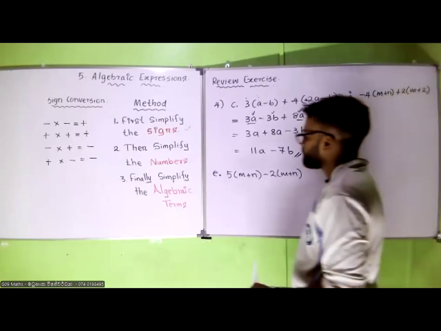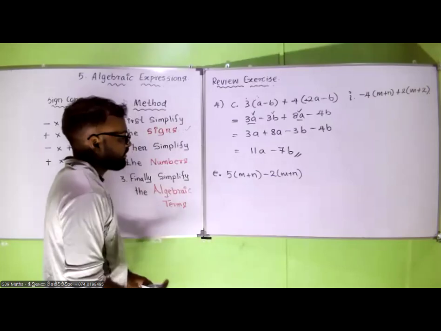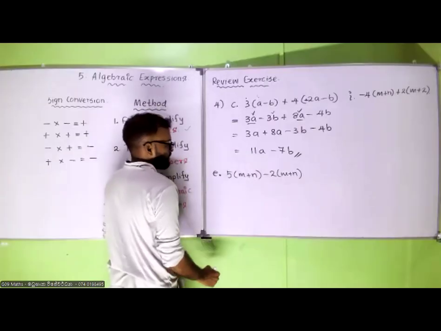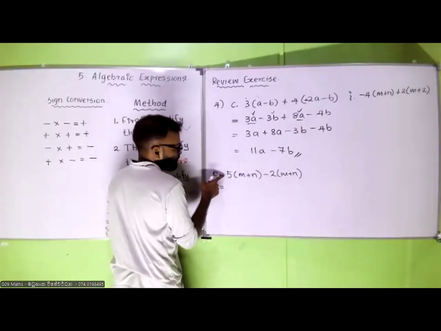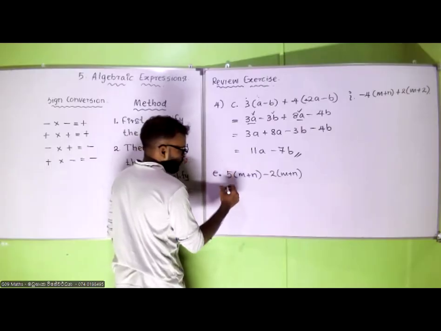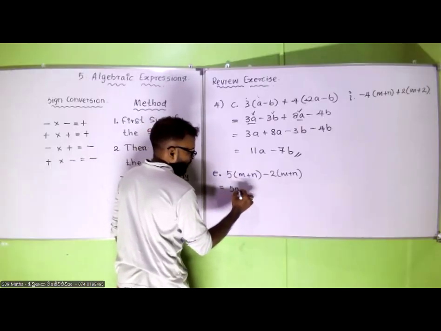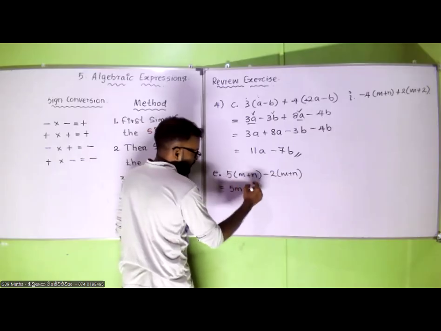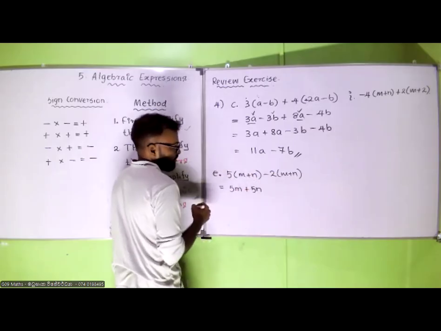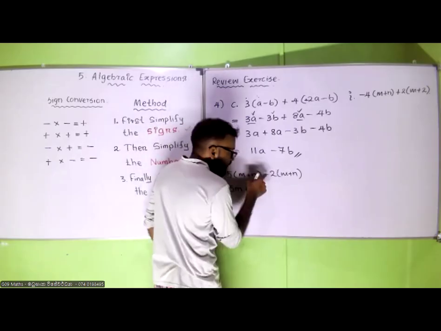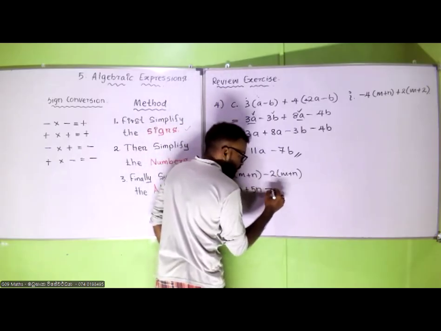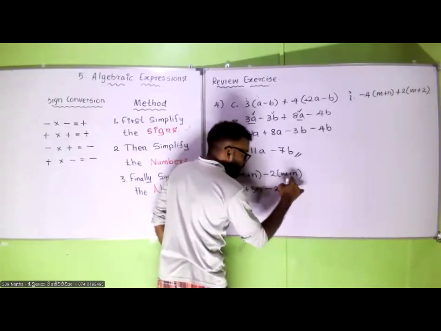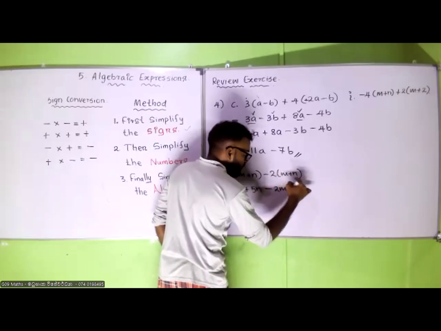Now I will make it easy, right? When you are simplifying this one, just forget this part for a moment until you complete this. Equal mark. This is positive, positive, positive. 5 times n, 5n. Positive into positive, positive. 5 times n, 5n. Done. Now I am going to do this part. Negative into positive, negative. 2 times m, 2m. Negative into positive, negative. 2 times n, 2n.